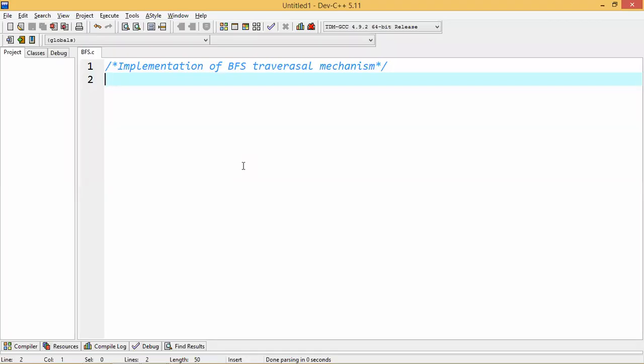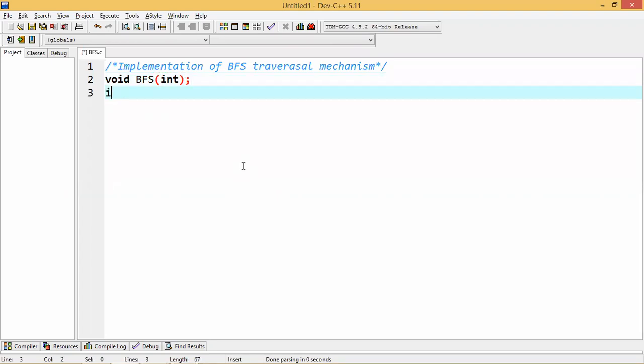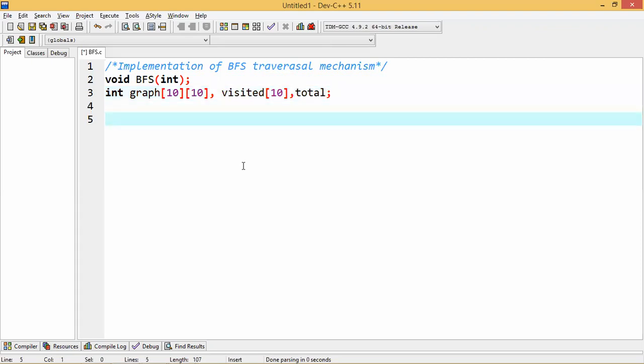Done. So for that, I need to use a function BFS here. So I need a graph. Suppose the dimension is 10 cross 10. Then as we have discussed, I have to keep one visited matrix for every vertex. I have to keep the status of whether it has been visited or has not been visited. Clear?